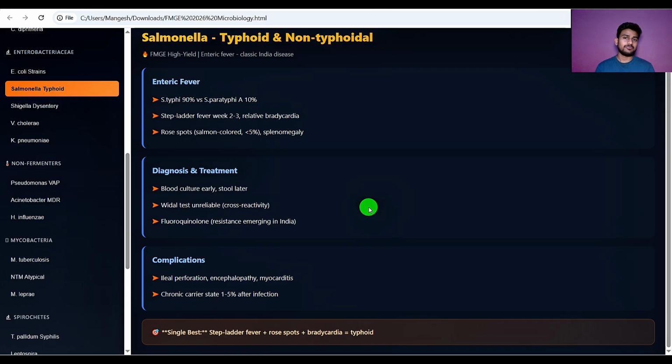And then for the treatment, we prescribe fluoroquinolones. Resistance is emerging in India nowadays because, as I told you, antibiotics are being used vigorously by the normal population. The complications are that ileal perforation can occur, there can be encephalopathy, and there can be myocarditis as well. The chronic carrier state carries a 1 to 5% risk of infection. So these are the specific things that I want you to remember about typhoid.